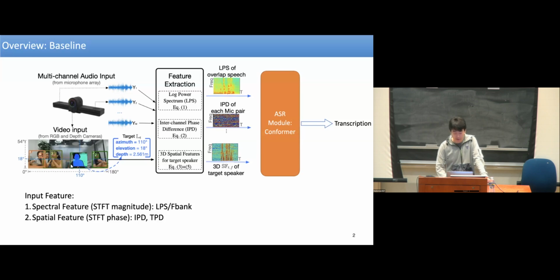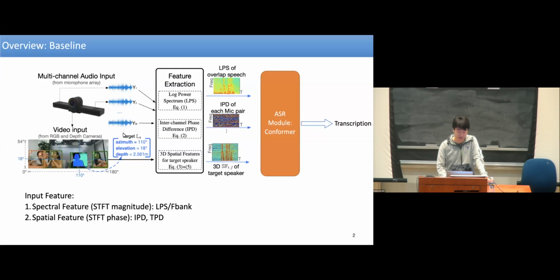From the face detection and some geometry calculation, we can get 3 pieces of information from this target speaker: its azimuth, its elevation, and its depth to the microphone array. We call this the 3D information. Along with the multi-channel audio input Y, we send it all to the feature extraction part. The feature extraction is mostly the spectral feature and the spatial feature, and both of them come from the STFT transformation.